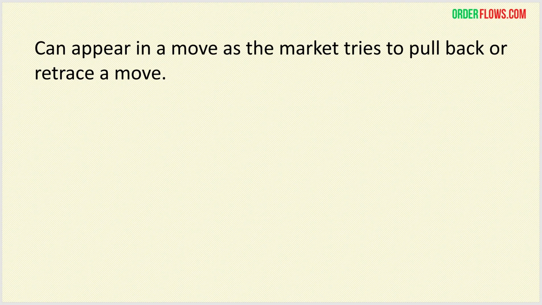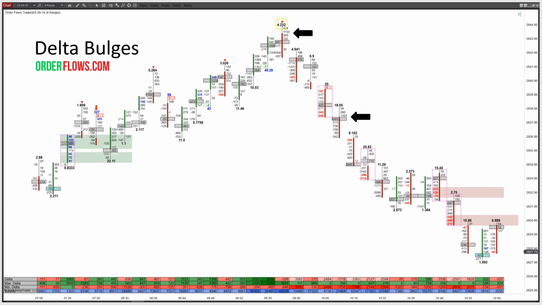Now, it can appear in a move as the market tries to pull back or retrace a move. What do I mean by that? You see here, the market hits a swing high, and you've got a bulge up here, 1133. It starts selling off, makes a little bit of a pullback up here, 1389, and continues on down. Over here, 633. Now this is what I talk about, by understanding what your volume is. Would I consider 633 or even over here 782 a bulge?